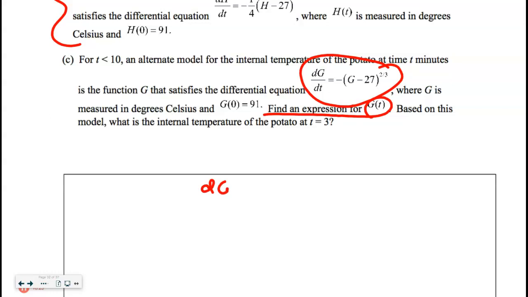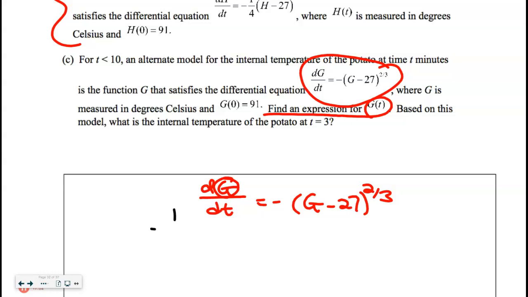So let's write what we're given. We're given the rate that G is changing over time is negative, and then it's G minus 27 to the 2/3 power. And it says find G of T. What should that trigger? This is what you did yesterday a bunch of times with y and x, correct? You need to solve for the upper variable. You need to undo the derivative. You need to integrate, but you can't do it until you separate. So there are 3 easy points: part A, both of them, and the separation point for this one. Those are 3 freebies, I think.